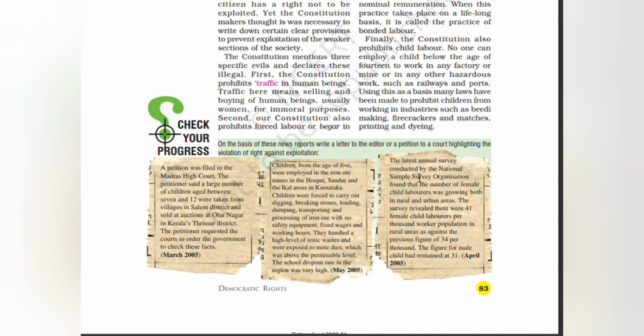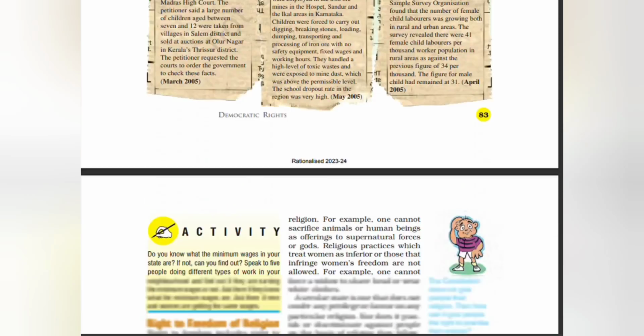The latest annual survey conducted by the National Sample Survey Organization found that the number of female child laborers was growing in both rural and urban areas. The survey revealed there were 41 female child laborers per thousand work population in rural areas, against the previous figure of 34 per thousand. The figure for male child laborers had remained at 31.